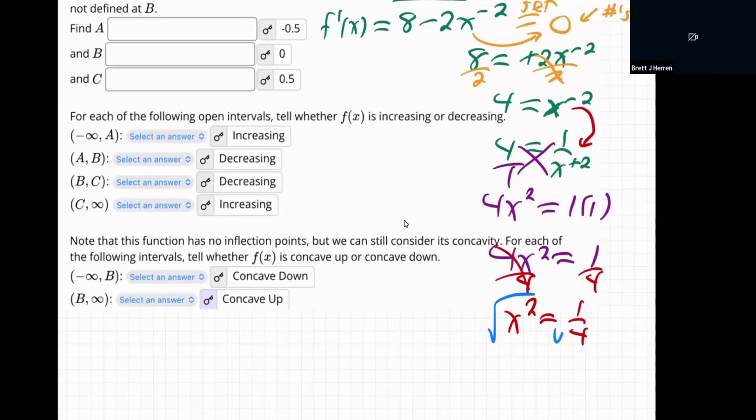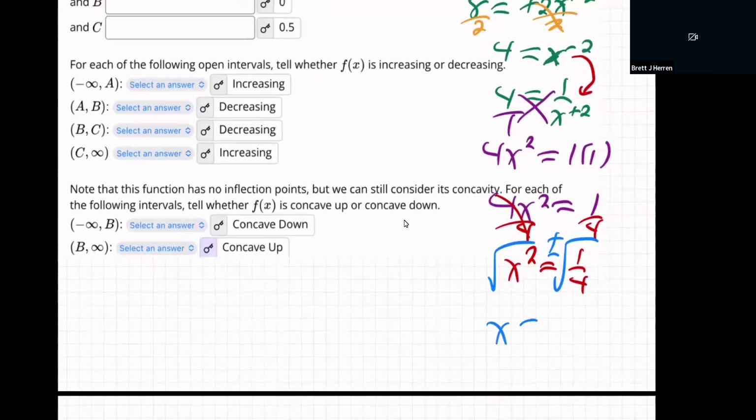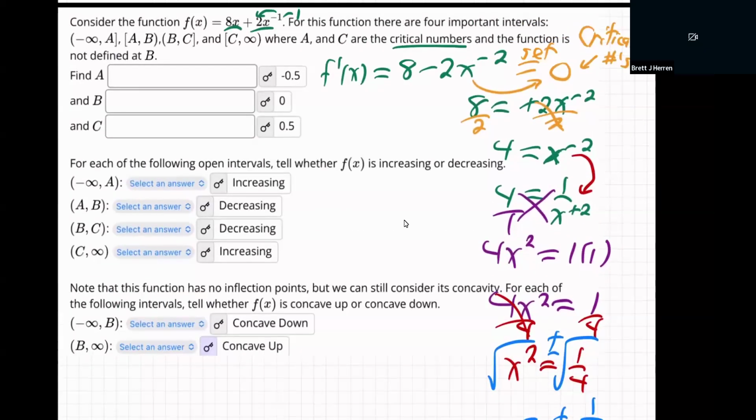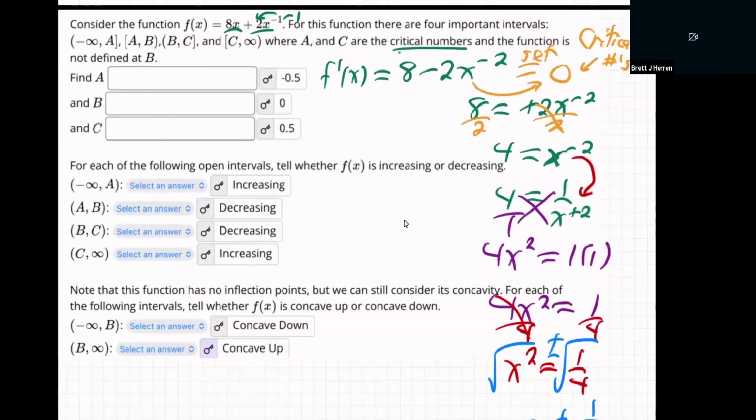And then we root it. But remember when you put a roof on the house, up and down the ladder, don't forget the plus or minus. And then you get plus or minus the square root of 1 is 1, square root of 4 is 2. So plus or minus a half. So those are the critical numbers.